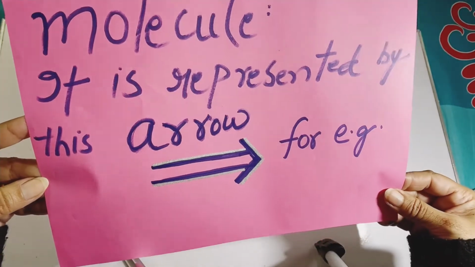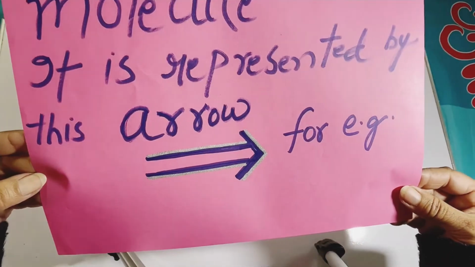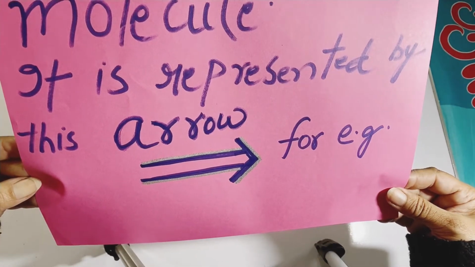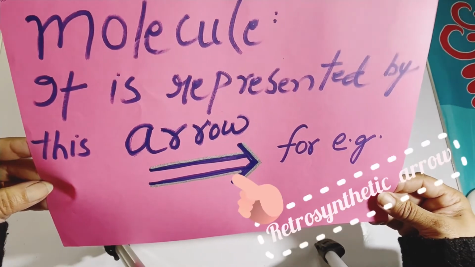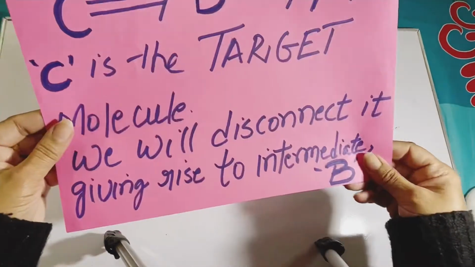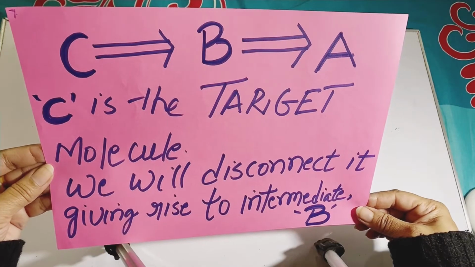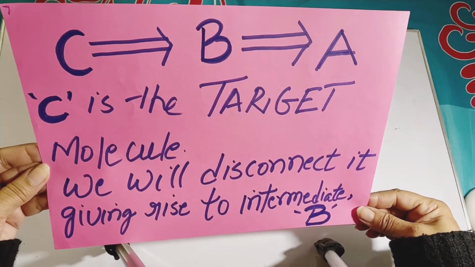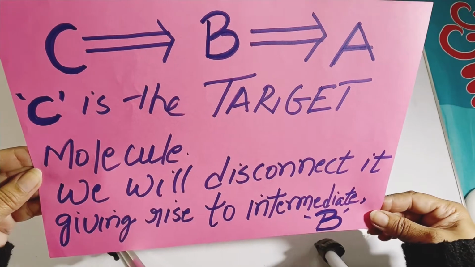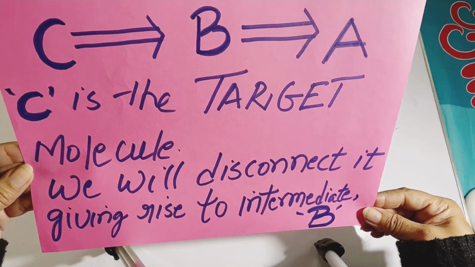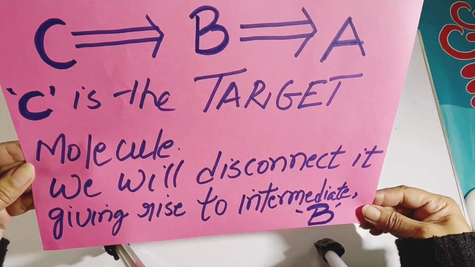It is represented by this arrow. You can see a black silver arrow here, right? It has got one open end and the other end is pointed end, and it is called a retrosynthetic arrow. Here, for example, you can see C, then a retrosynthetic arrow, B, then a retrosynthetic arrow, A. Now, what is this C? C is the target molecule. So, target molecule is represented by Tm.